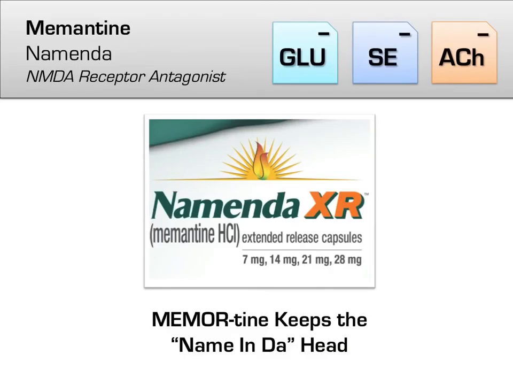The last of the antidementia agents, and the only one that does not work as an acetylcholinesterase inhibitor, is memantine, brand name Namenda. Memantine has a rather complicated neurotransmitter profile, and honestly it's beyond the scope of this lecture, but you can recognize the function of this drug by thinking of it as "memortine" to connect it with memories. Also, while patients will often forget the names and faces of loved ones, with Namenda they can keep the name in the head.